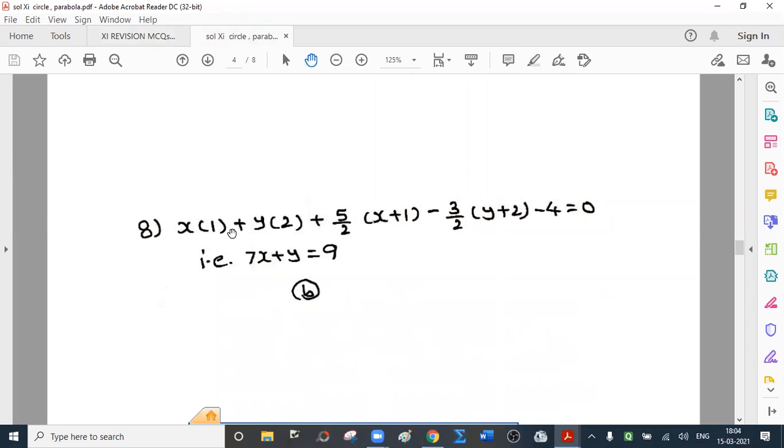See, xx1 plus yy1 plus g into x plus x1 plus f into y plus y1 plus c equal to 0. So if you simplify this, you get 7x plus y equal to 9. Correct option is B.